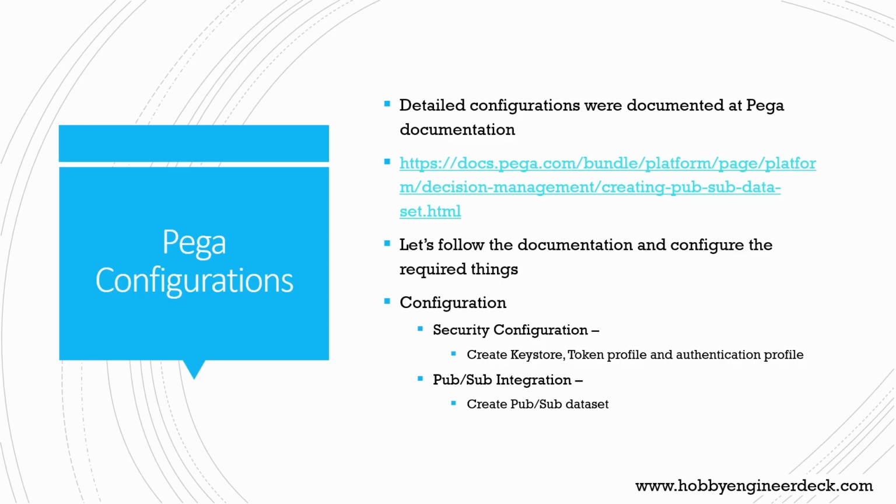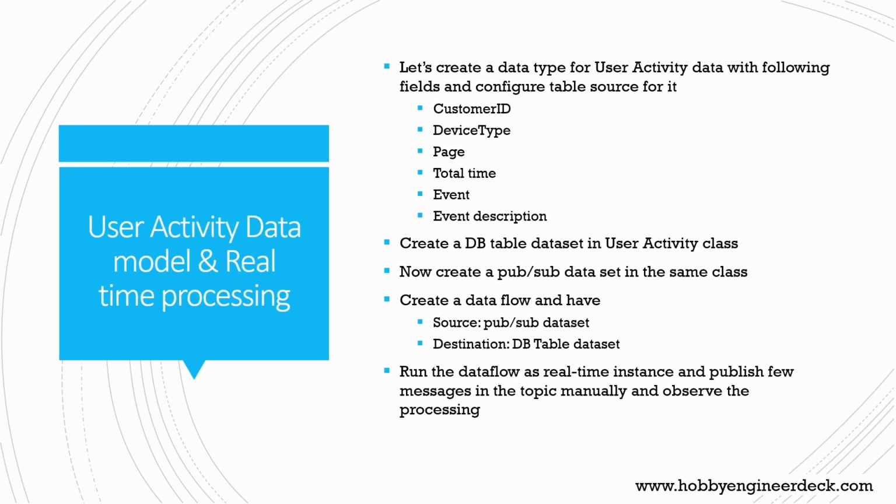The detailed configuration is documented in the Pega documentation. Let's quickly follow the documentation and configure the required things. We have two parts here. One is security configuration, under which we create a key store to store the private key, a token profile to generate the JWT token in order to receive the bearer token, and an authentication profile, which orchestrates this entire authentication process. Finally, to do the PubSub integration, we create a PubSub dataset. This is how we are going to start our configuration process.